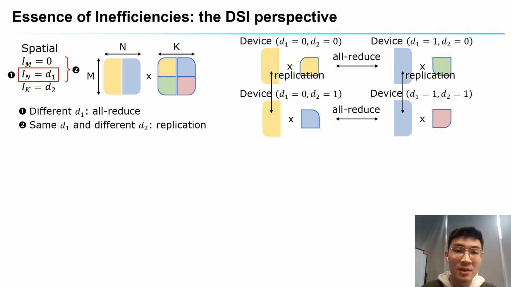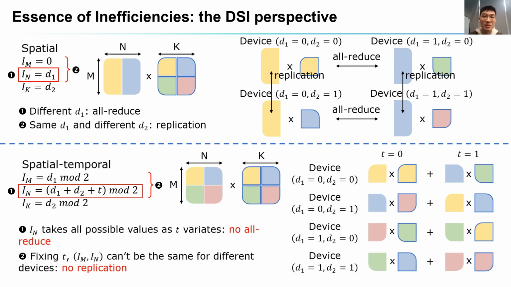All-reduce happens between devices with different D1. Secondly, examine the DSI tuple IN. Since it only varies with D1, it takes the same value for devices that have the same D1 but different D2, inducing the replication of the tensor with dimensions m and n. In fact, the sources of inefficiencies denoted by bullet points 1 and 2 are inevitable when you only consider spatial tensor partition.